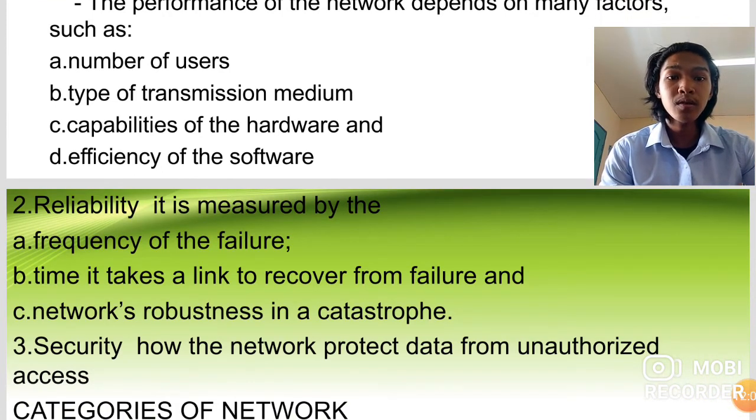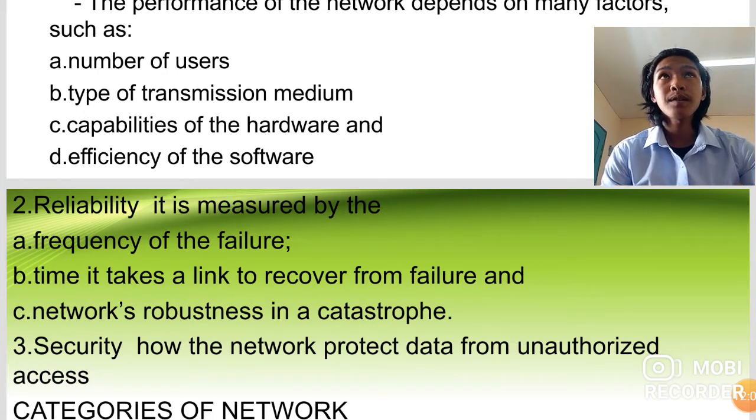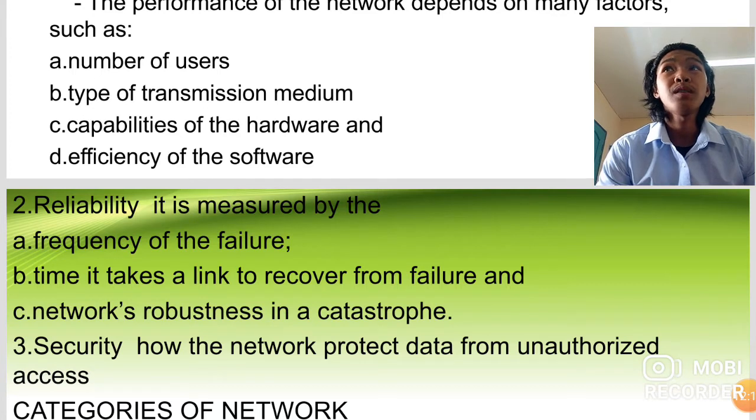Time it takes a link to recover from failure. Ito naman yung nalalaman ko na yung parang yung link na nabura mo, kailangan mong i-recover pero matagal mo itong ma-recover. Yung parang magagawa ng paraan para ma-recover mo yung link na na-delete ko nun.